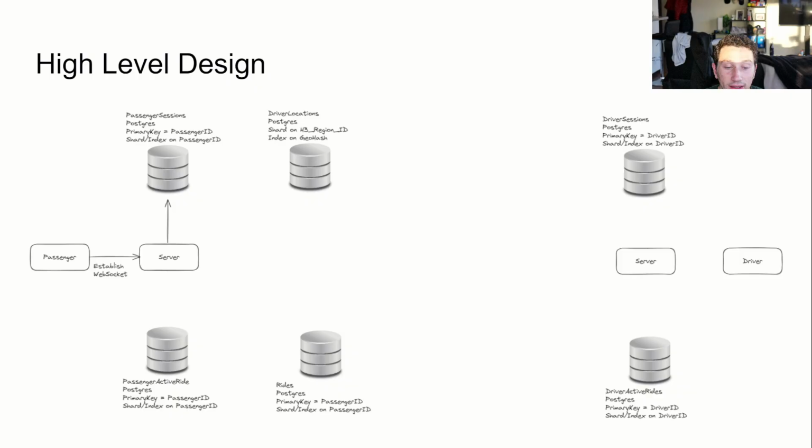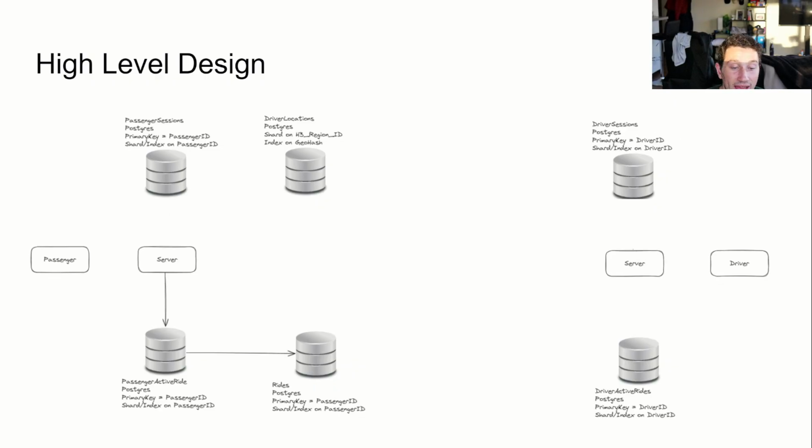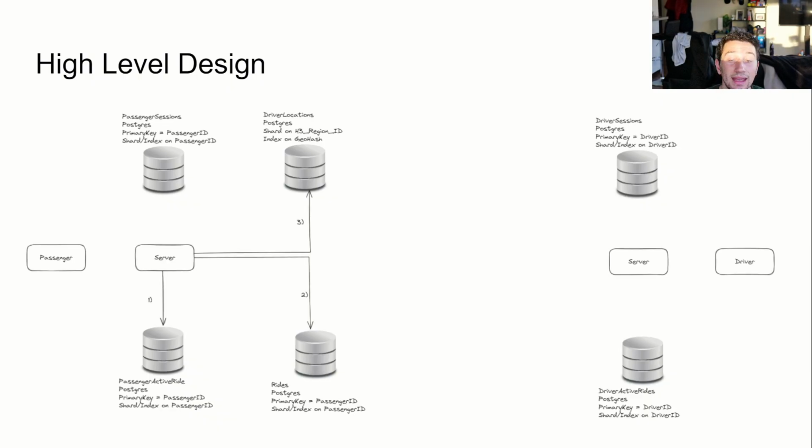Let's now go through our full user flow, beginning from when a user makes a ride request. The first thing that they'll do is establish a WebSocket with one of our backend servers. From there, we'll add the connection into the user sessions table. The server will then check if that user has any outgoing ride requests by joining the passenger active ride table with the rides table. If there's a ride in progress or one that needs to be claimed by a driver, it can just resume where things left off.